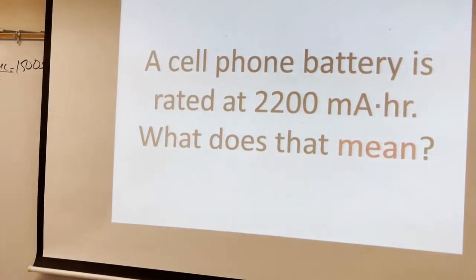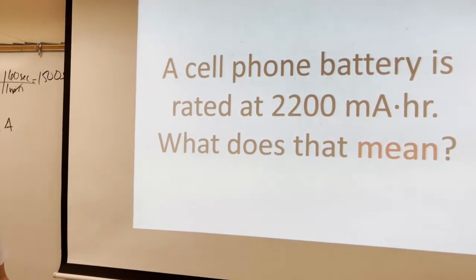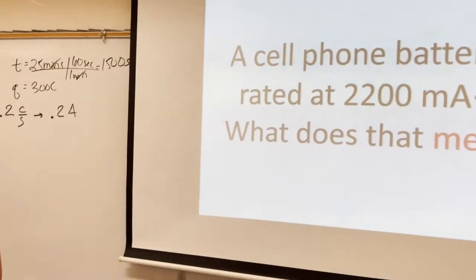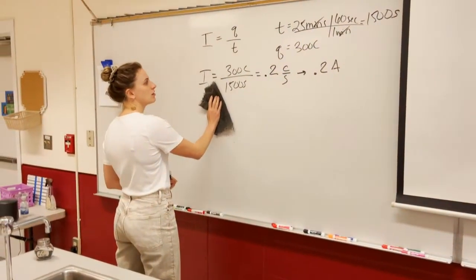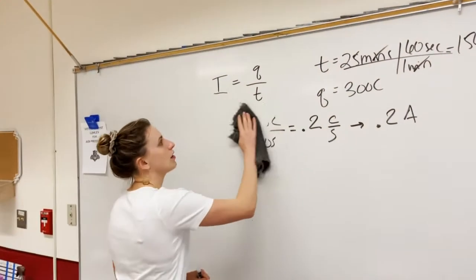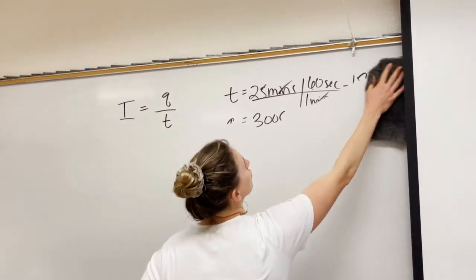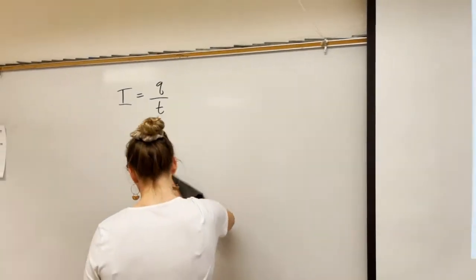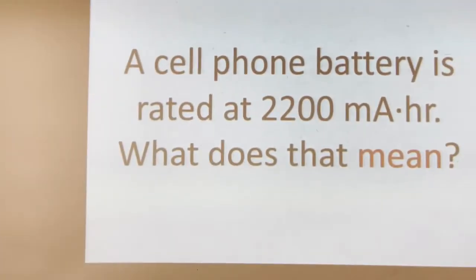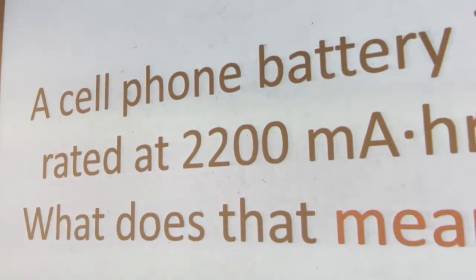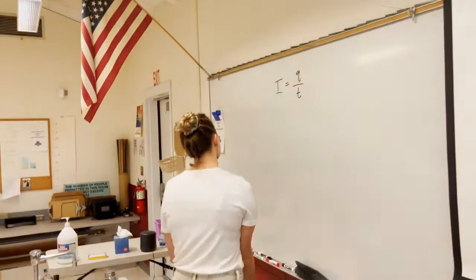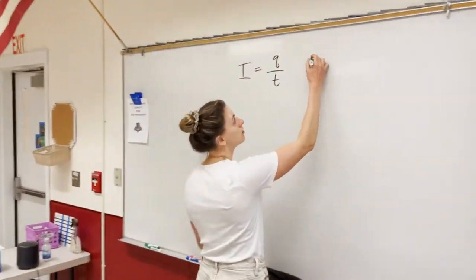A cell phone battery is rated at 2,200 milliamp hours. What does that mean? Sorry, milliamp hours, not per hour, just milliamp hour. I'm going to erase this. We don't need this. Keep the I equals Q over T, but the rest of that we don't need. I'm going to get rid of this to have a little bit of room to work with. We will need to keep the result of this, though. Okay, so what is a milliamp? Well, if I have 2,200, let me put it over here.